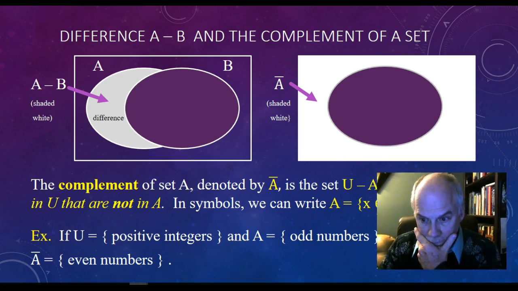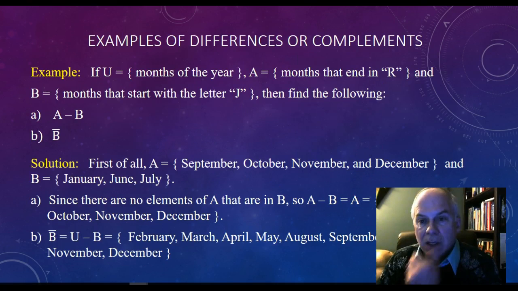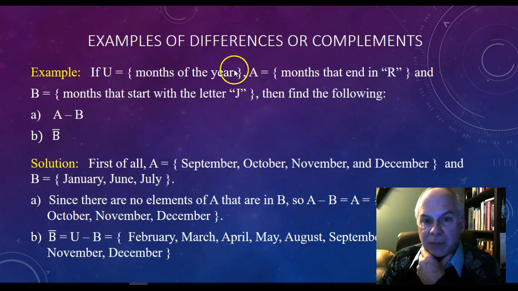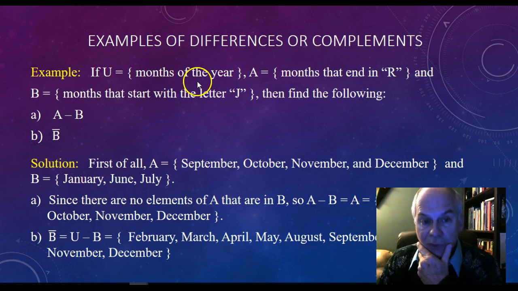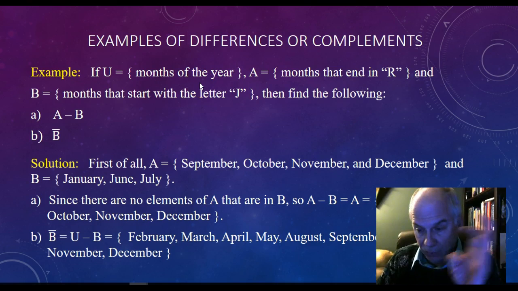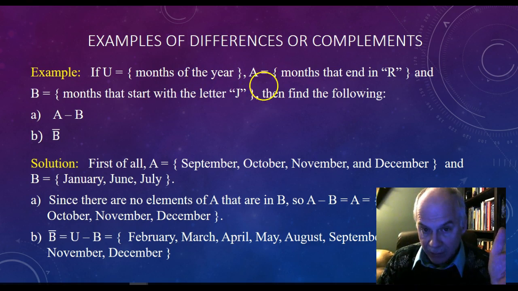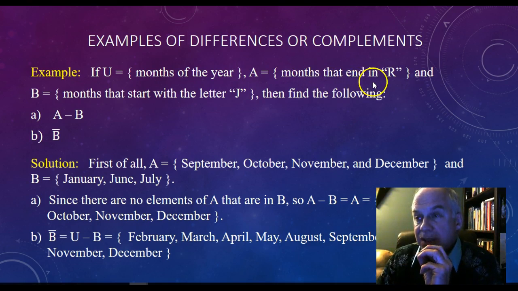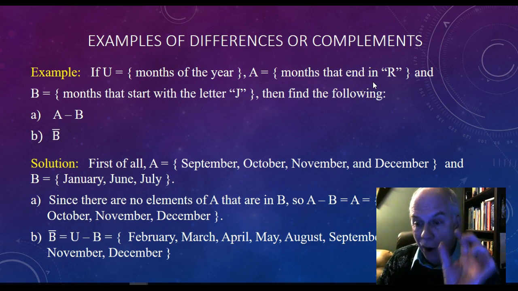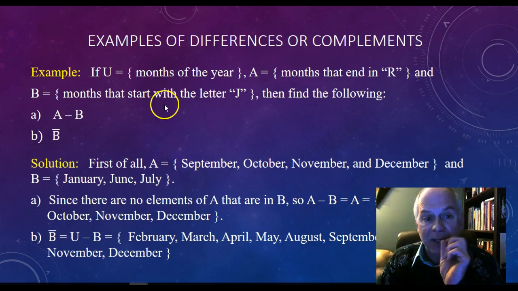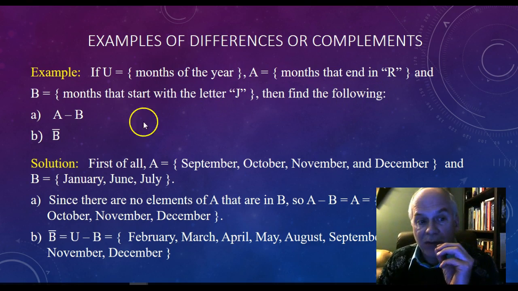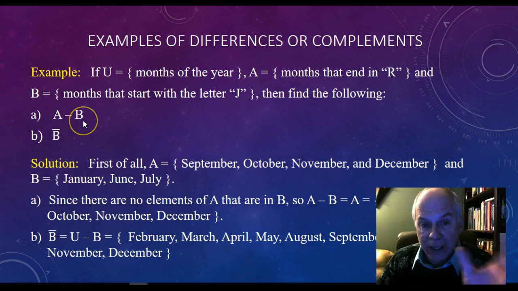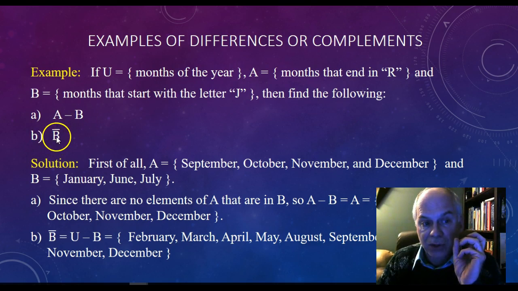Now, here are some more examples of differences or complements. If U equals the months of the year, January all the way to December, and A represents months that end in the letter R, and B represents months that start with the letter J, then find the following: A minus B, and also find the complement of B.